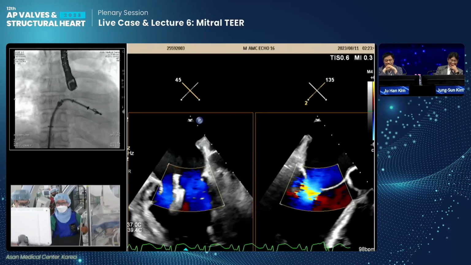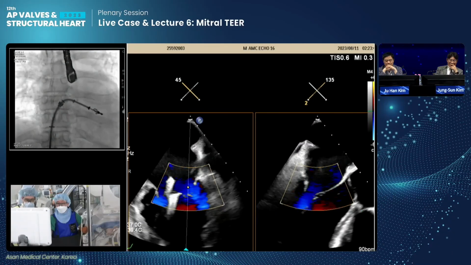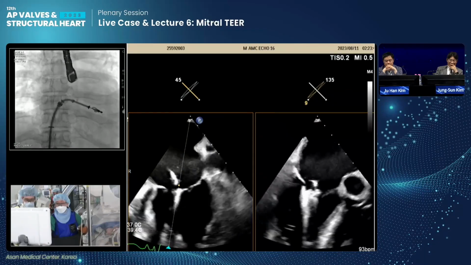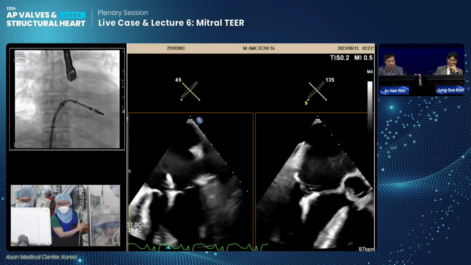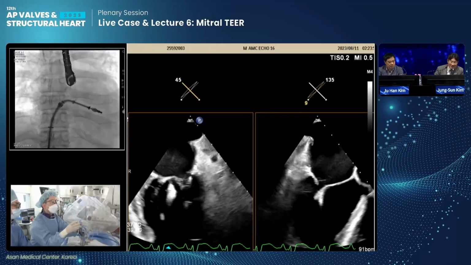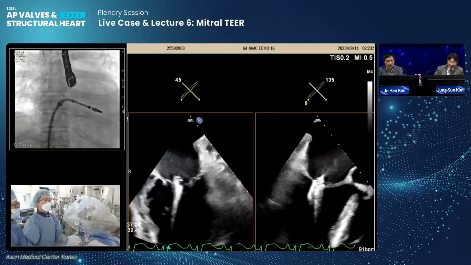Then, shall I close? The 60 degree? Yeah, this is 60 degree. Yeah, full close, please. Okay, I will close the clip. Yes, fully closed. Posterior incision looks good, and anterior incision looks good.